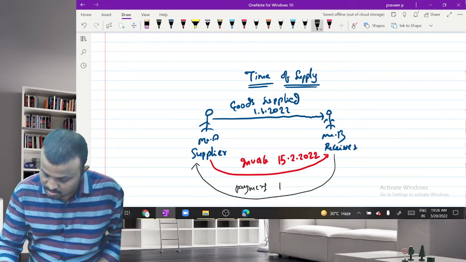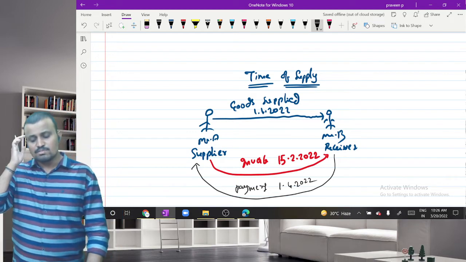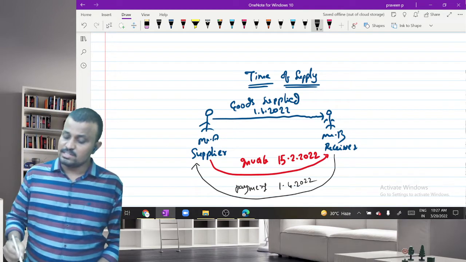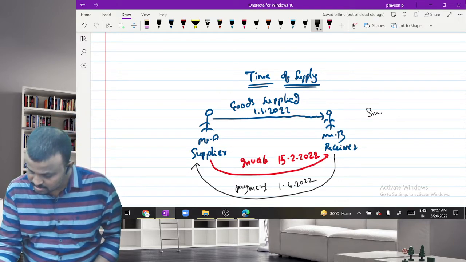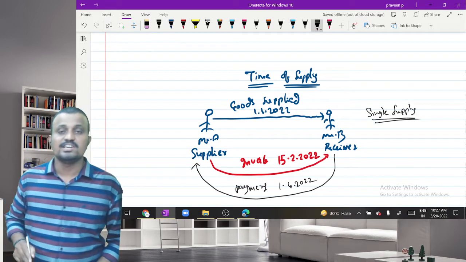Payment is on 1/4/2022. Here three dates are there relating to the single supply. So three dates are there.